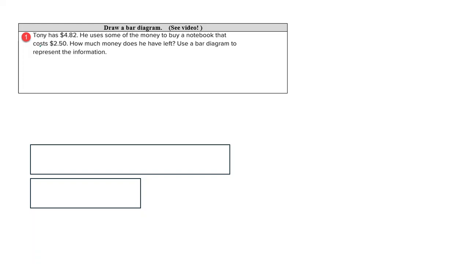It says this. It says Tony has $4.82. He uses some of the money to buy a notebook that costs $2.50. How much money does he have left? Use a bar diagram to represent the information.